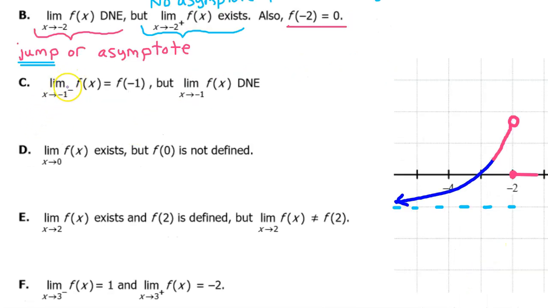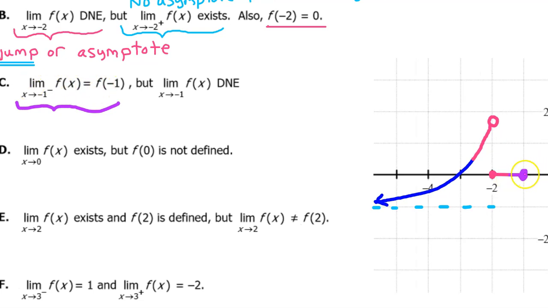Part C says the limit as x approaches negative 1 from the left is equal to the value of the function at negative 1. By the way, this statement implies that both of these things exist. They can't equal each other if either one of them does not exist. If I simply put a closed circle here at negative 1, suddenly f at negative 1 exists. And specifically, it is a value of 0. By connecting this up in this way, the limit as x approaches negative 1 from the left is also 0.